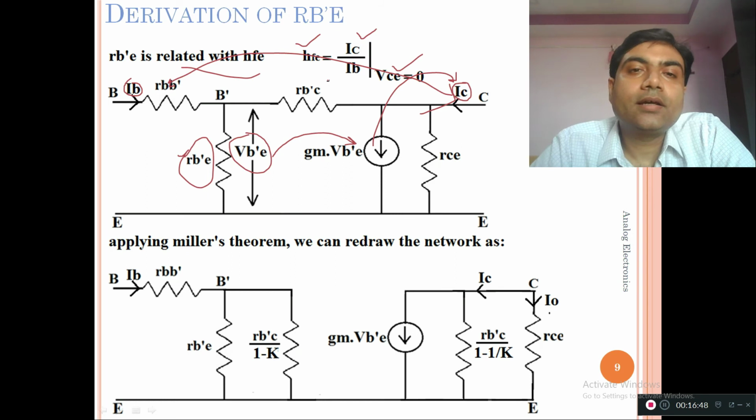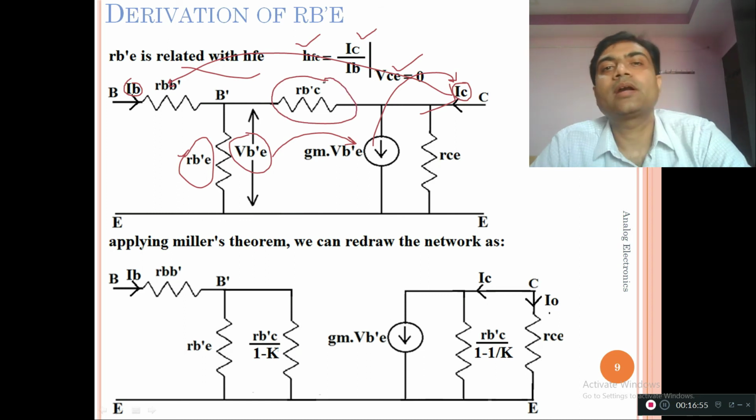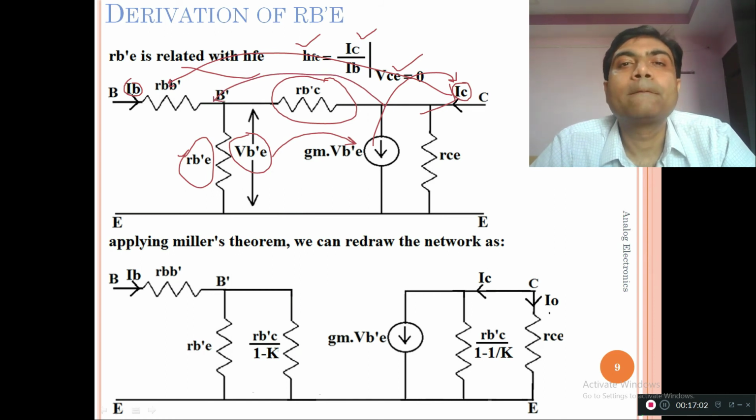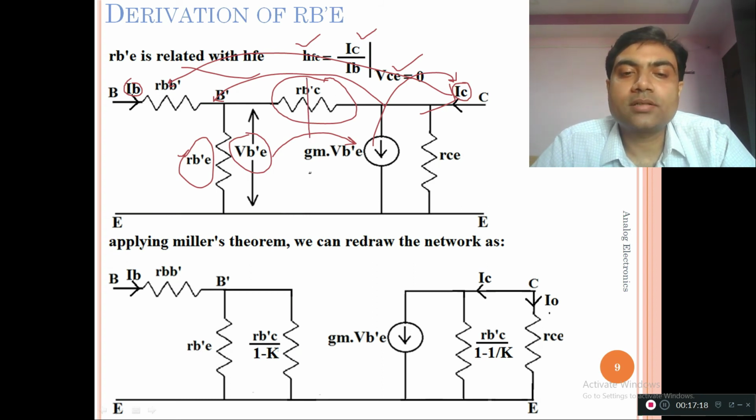Yeah, and when we further analyze this circuit, we can see that this RB dash E is nothing but the feedback component. Why is it a feedback component? Because it is relating the collector to the base terminal, and collector is my output and base is my input. So any component which relates output to input is known as the feedback component. So RB dash E is the feedback component, and we can apply the Miller theorem to separate this feedback component into two parts, as we already do in case of the low frequency analysis.